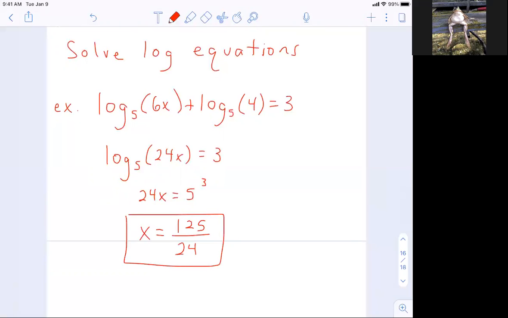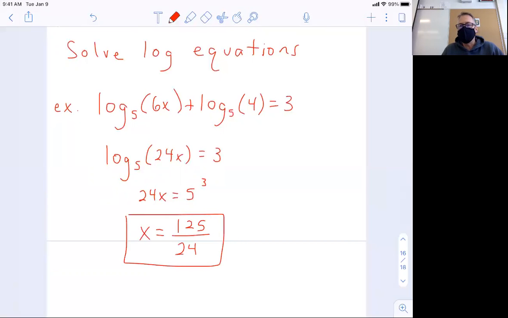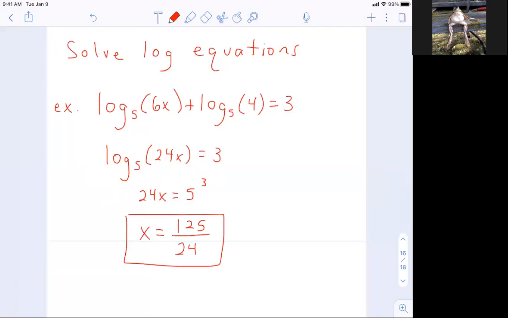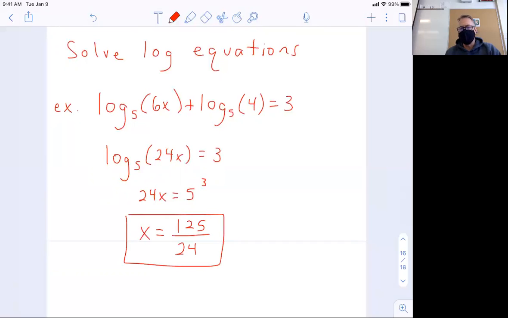Mr. O'Connor, do we leave it as a fraction? Yeah, you can leave it as a fraction or a decimal. Either way is fine. Good question. And you can do an improper fraction like this, or you can always write it as a mixed number. However you want to leave it is perfect. It doesn't matter.